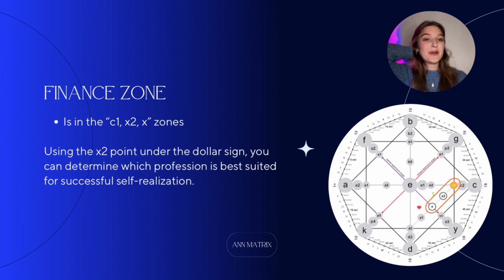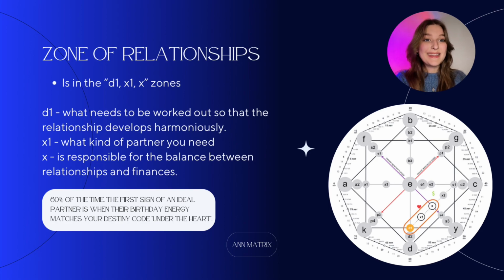3 energies at points C1, X2, X form the financial zone. Using the X2 point under the dollar sign, you can determine which profession is best suited for your self-realization. 3 energies at points D1, X1, X form a zone of relationships. D1 tells you about what you should be like in order to find an ideal partner and what needs to be worked out so that the relationship develops harmoniously.